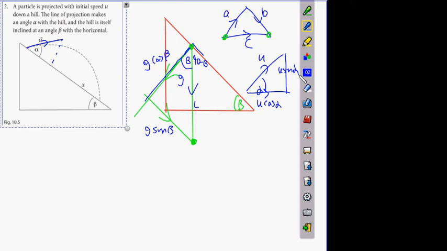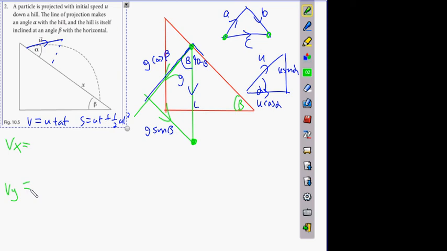Okay, now that you've done that, we're going to go into our equations. Phi equals u plus at, and s equals ut plus a half at squared. So, let's begin with phi x and phi y. Somebody indulge me. What do you think phi x is going to be?